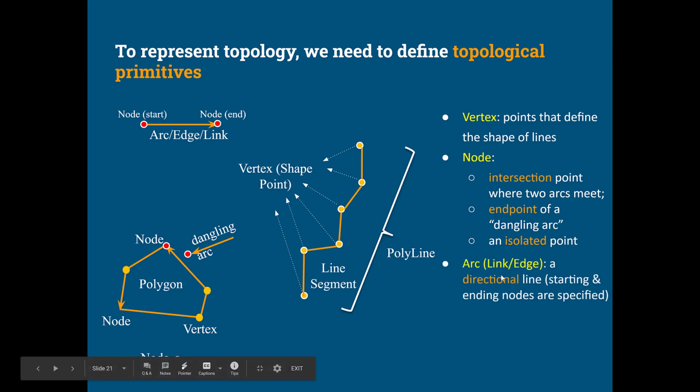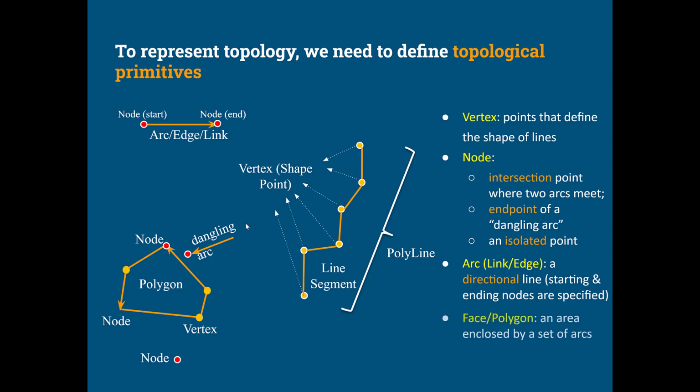Then an arc, or link, or edge, or line segment, is a directional line with a starting node and an end node. It has some direction, starting here and ending here. And last but not least, a polygon, or some people call it a face, is an area enclosed by a set of arcs. So you have a direction here. With those primitives, we can store the topological relationship in our vector data model.